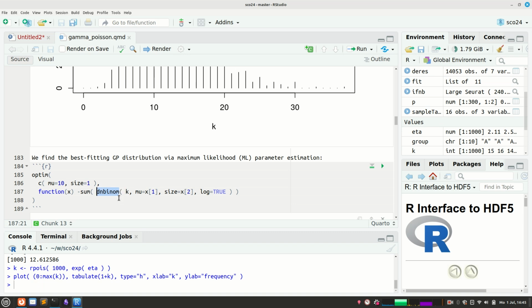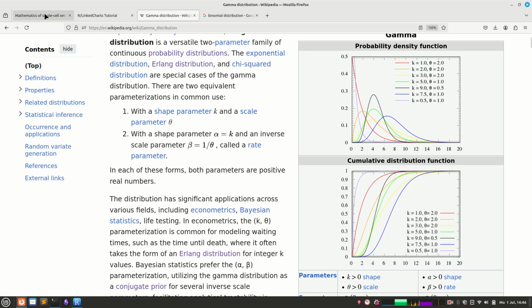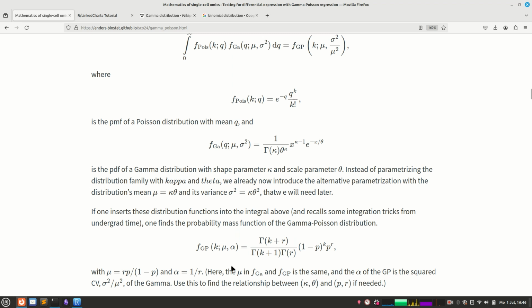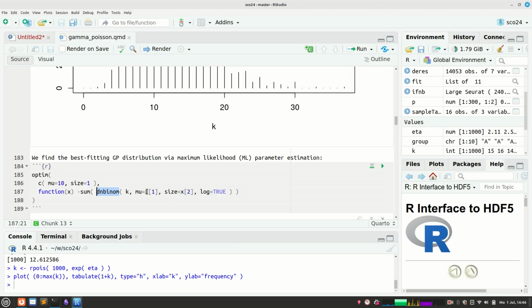dnbinom is the probability mass function of a negative binomial. This thing here is implemented in R as dnbinom. And in order to use it, what you're supposed to give R is two parameters, mu and size.